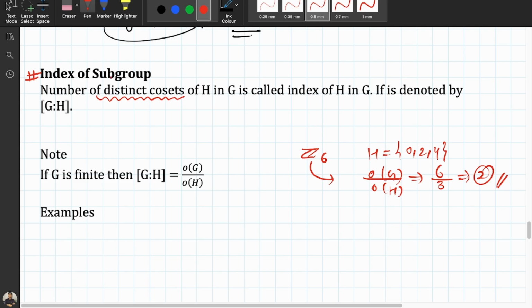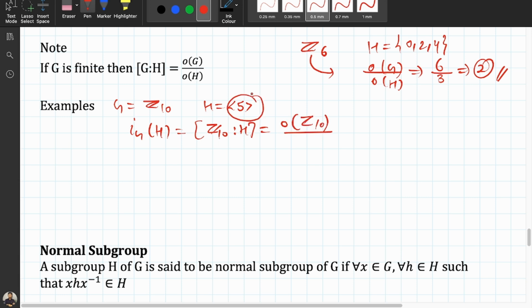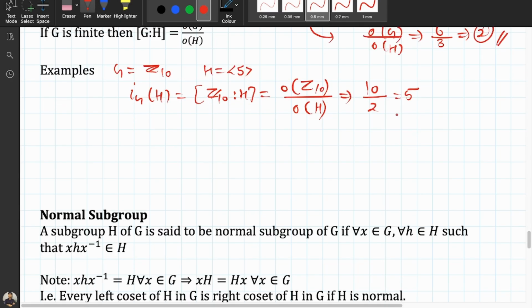Two distinct subgroups that we have also taken. Take an example: G is equal to Z10, and H is only 5, which is generated using 5. From here, the order can be denoted as the order of Z10, and this is the generator. What is the order of 5? It is going to be 10 divided by 2, which is 5, so the index is 5.